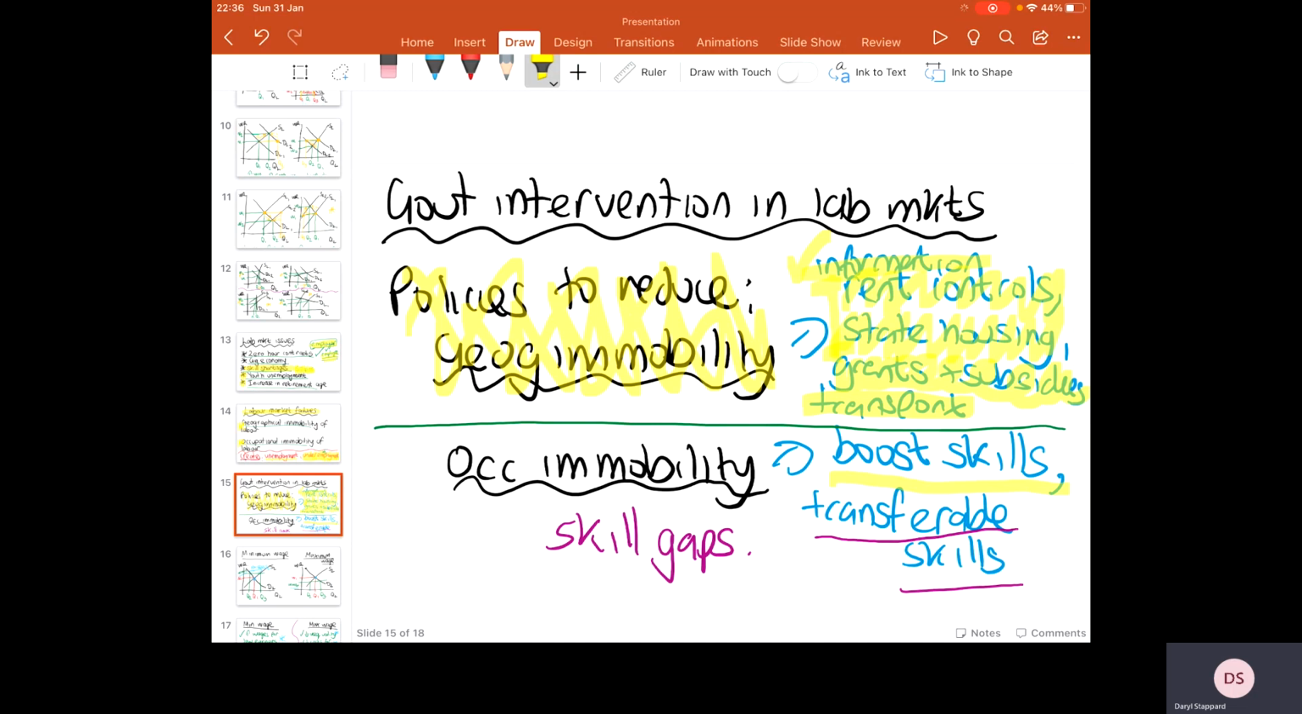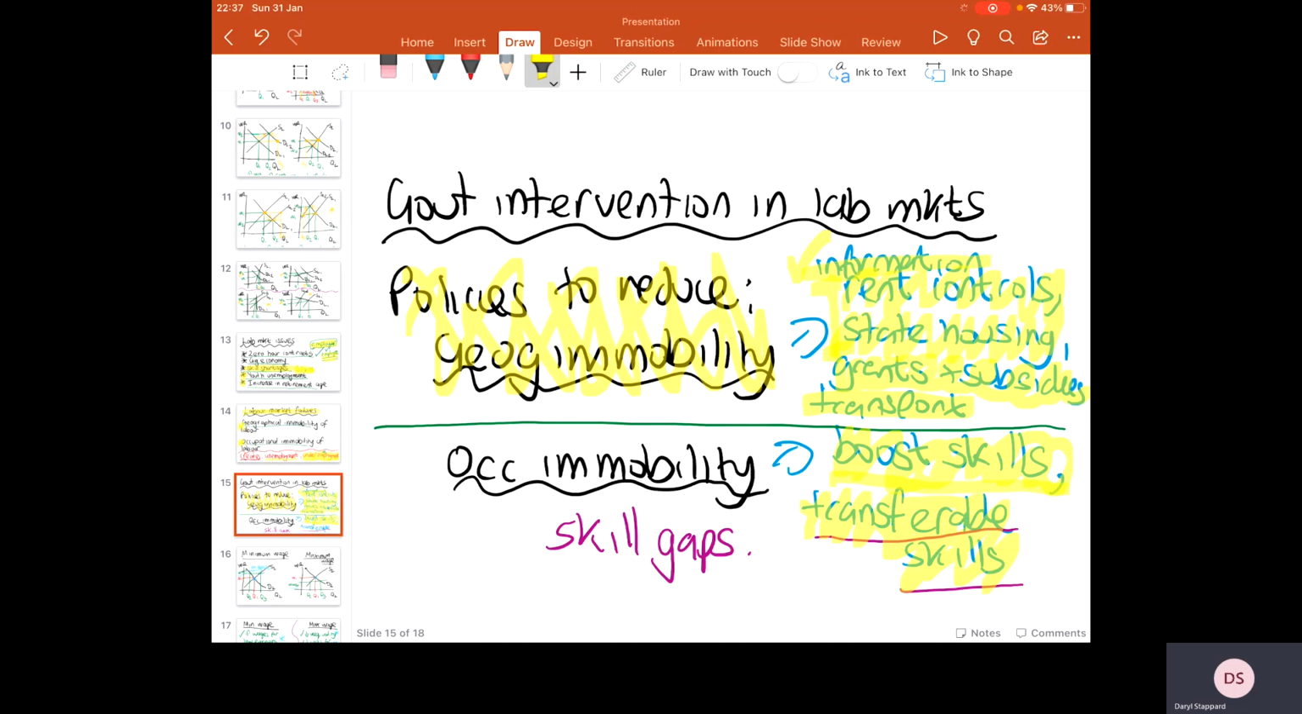Now, occupational immobility is where people are unable to work or supply their labour due to a lack of skills. Well, there's an easy solution then, isn't there? Boost skills across the economy. So upgrade and spend more money on education and training. Upgrade the skills of people in schools and colleges and universities. Incentivise more people to go to university, become higher skilled. That can also help.